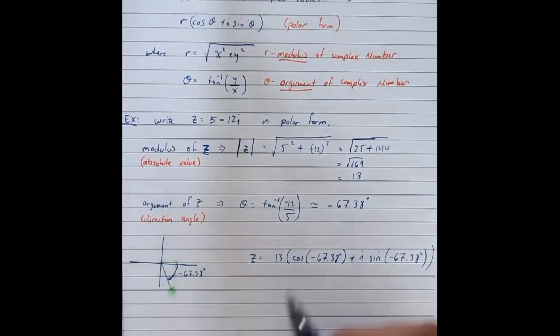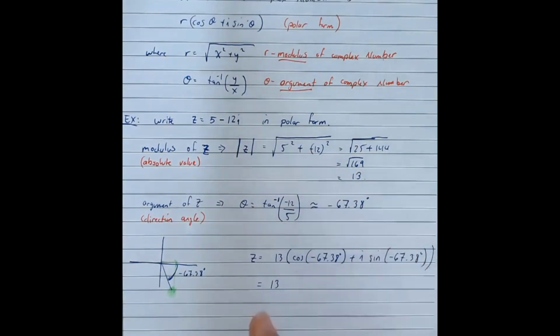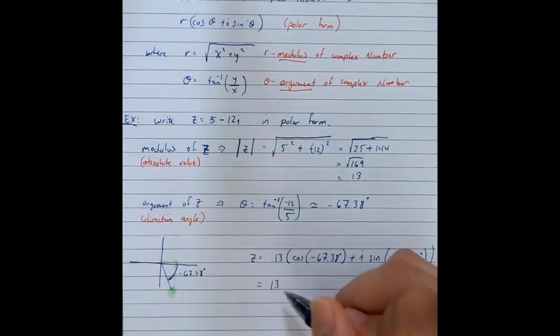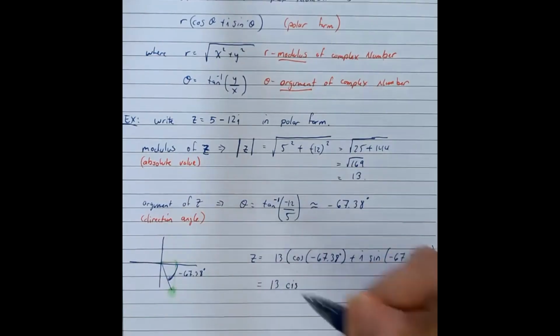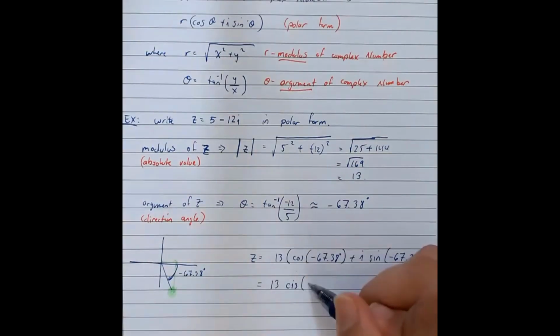Here there is a shorthand notation for this: cosine of an angle plus i sine of an angle. Notice that this angle is always going to be exactly the same. It's always going to be theta there and theta there. These will never be different. So there's a shorter notation for this. You can write 13, and instead of writing cosine of this plus i sine of this, you can write cis. That stands for cosine, i sine, of an angle, negative 67.38 degrees.